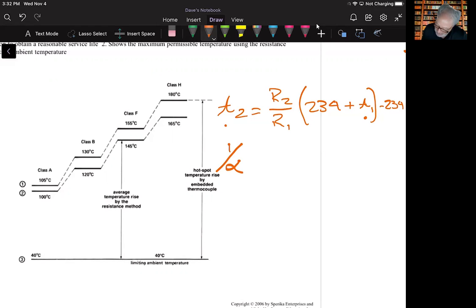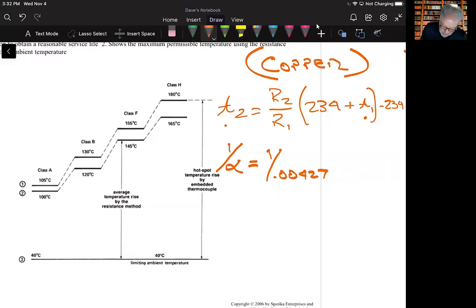1 over 0.00427, a number that we pulled out of that appendix earlier, that temperature coefficient. We're looking specifically at copper here, of course, so we do have to specify the material. For copper, the value of this divided into 1 is where 234 comes from. R2 is the hot resistance, and R1 is the cold resistance of the winding.